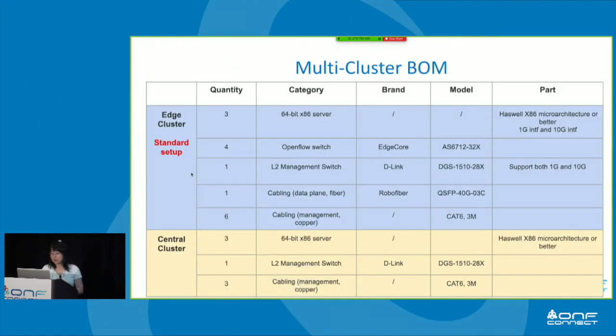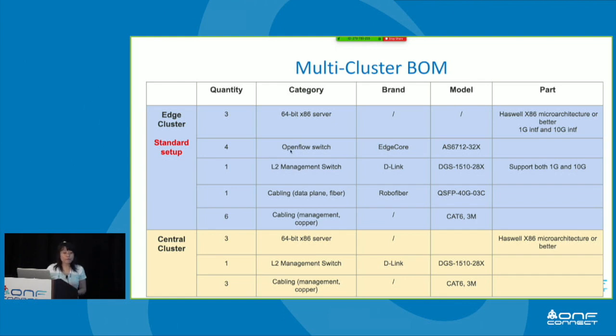So let's see the BOM for the multi-cluster. First is the edge cluster. This is the standard setup. If you want to build a COMAC, you can use the hardware here to quickly, maybe in just 1 hour, build your own COMAC platform. Here we normally need 3 x86 servers, and we suggest Haswell microarchitecture or better. And each server should be configured with 2 hardware interfaces, one 1G and another 10G interface.